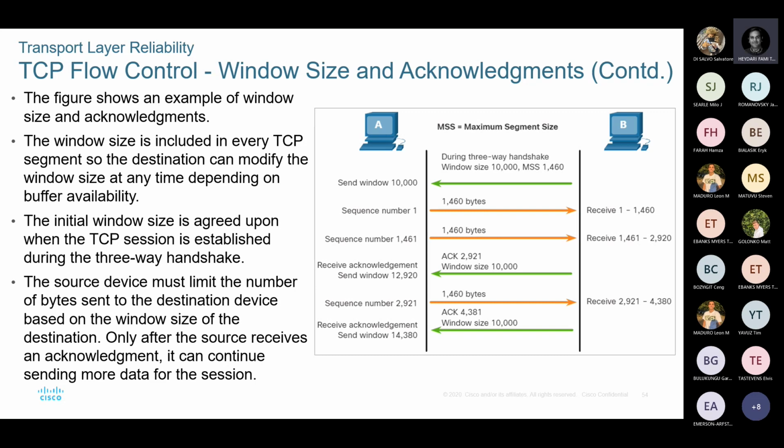So it's 1,500 bytes minus. What is the header size for IPv4? 20 bytes. Minus. What is the size for TCP header? 20 bytes. So 1,500 minus 40 becomes 1,460. This is the maximum segment size. That simply means that at each go, A to B can send up to 1,460 bytes.